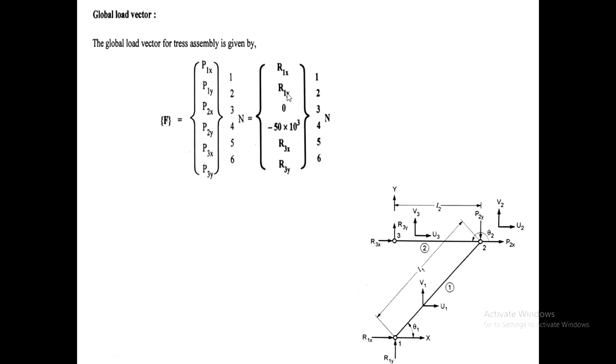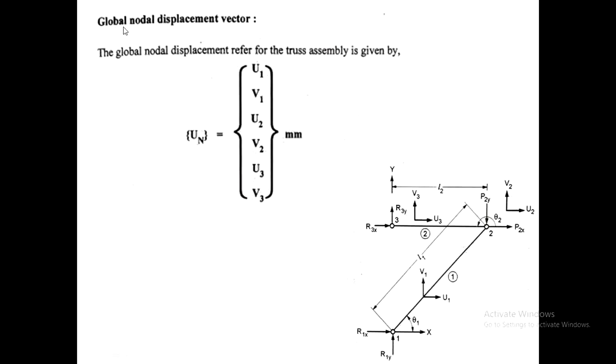Similarly, we write the global nodal displacement vector. Each node has two displacements, that is U and V. So this is for the first node, this is for the second node, and this is for the third node. Our main objective is to calculate displacements U2 and V2.